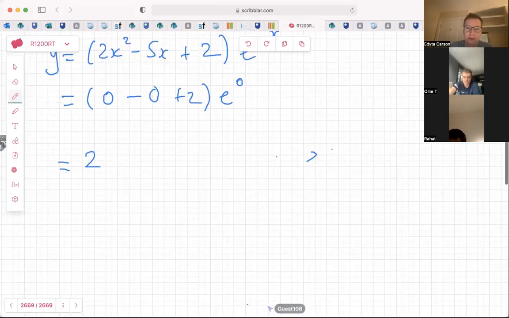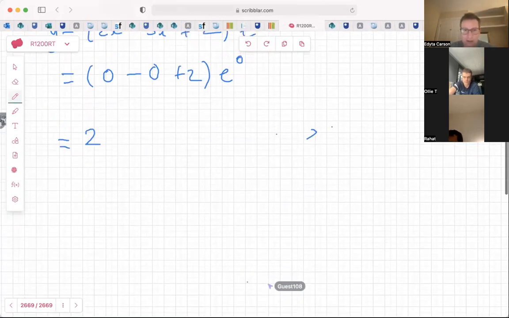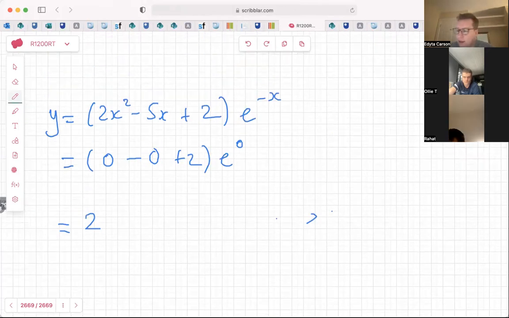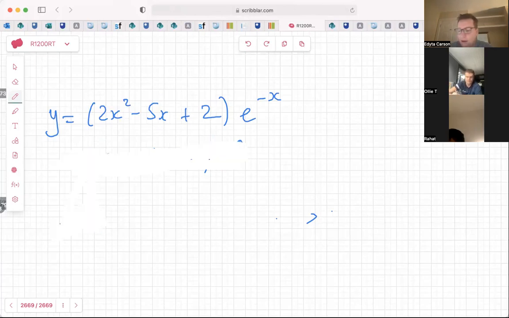So if we set the whole thing equal to 0, so y is 0 when it crosses the x-axis. If we look at that equation, two things are multiplying, and the answer is 0. What does that imply? One of them must be 0. Yeah, because how else is the answer 0?